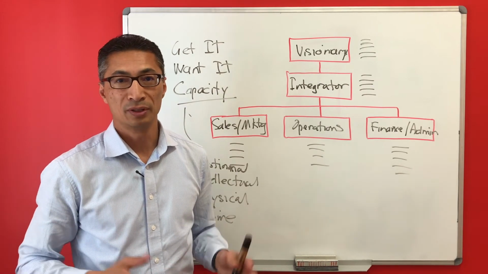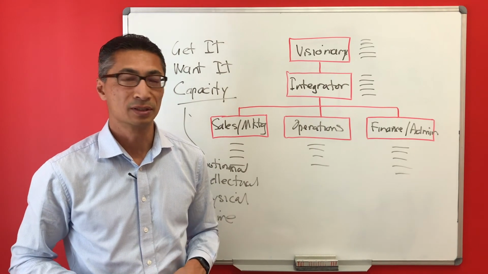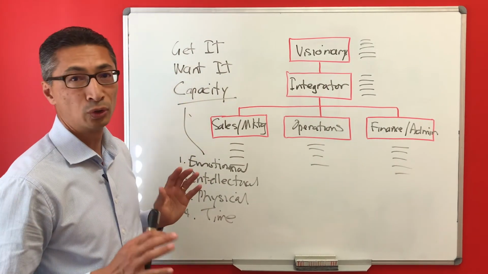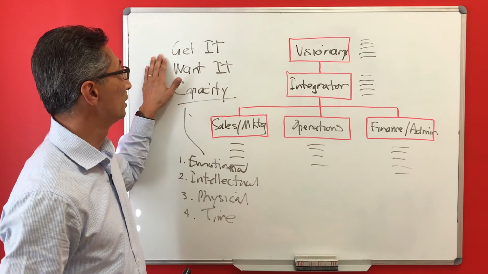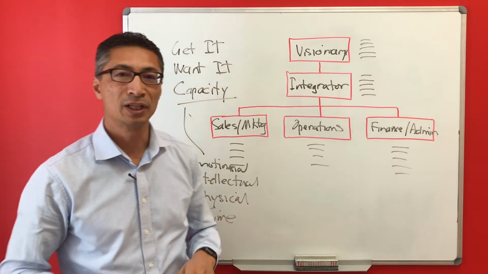If they're not the right person, then it's about managing them, and if they don't improve, then they obviously need to leave the business. Okay, so make sure your people are in the right seats and they get it. They get the role, they want it, and they've got the capacity to do it. All right, so take it on board.